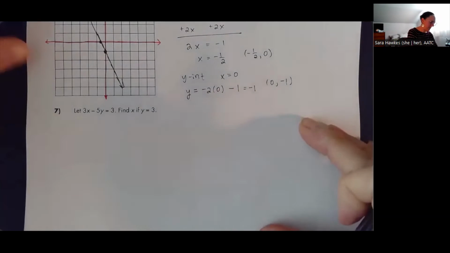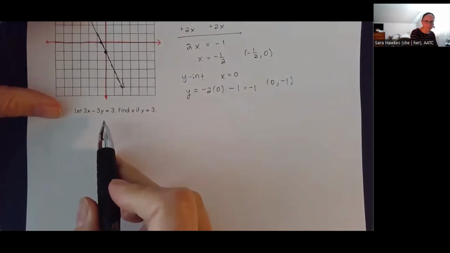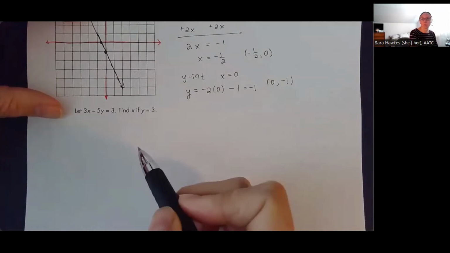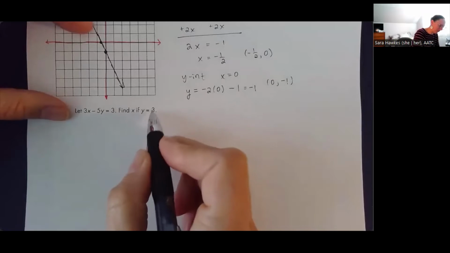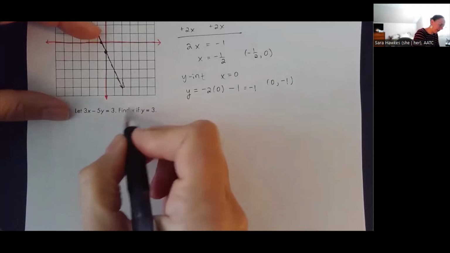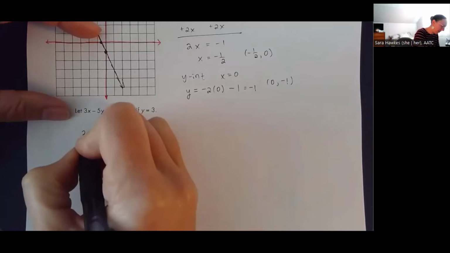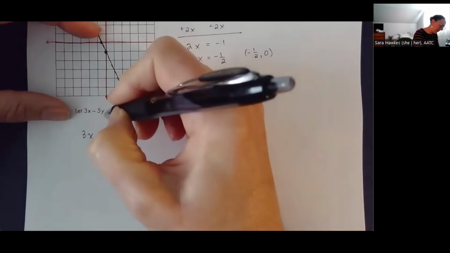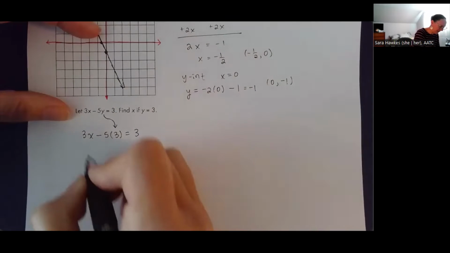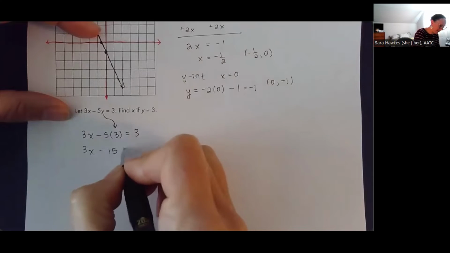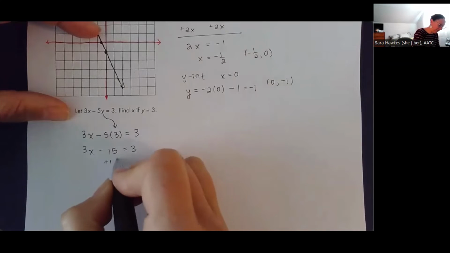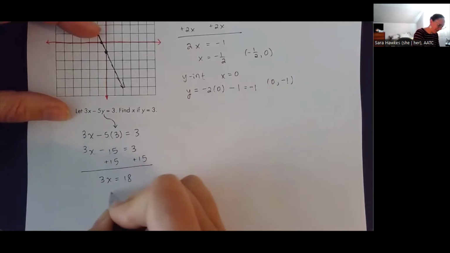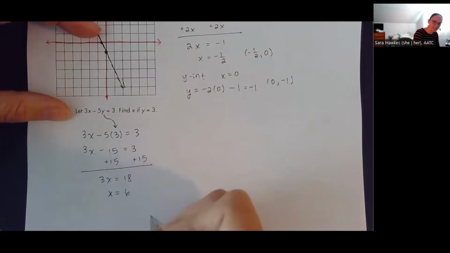For this next one, we've been given a linear equation and we've been asked to find x if y is equal to 3. We're simply going to replace the y's in the equation with the number 3 and then rearrange to get the x by itself. I've got 3x minus 5 times 3 is equal to 3 because I've replaced the y with a 3. That's 3x minus 15 is equal to 3. We'll go ahead and add 15 to both sides, which means I've got 3x is equal to 18 or x is equal to 6.